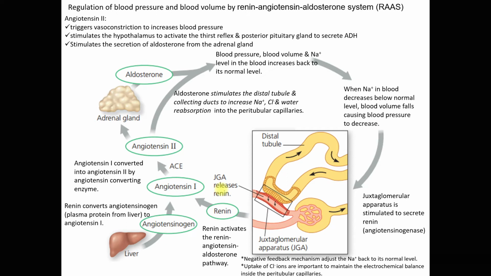So the negative feedback mechanism tries to adjust any deviation from the original state of your body. Initially the sodium ion was at a normal level, and then it decreased in the blood. So the negative feedback mechanism will try to readjust the sodium ion level in the blood from being decreased back to its normal level. So that is the negative feedback mechanism on adjusting the sodium ion level in the body.